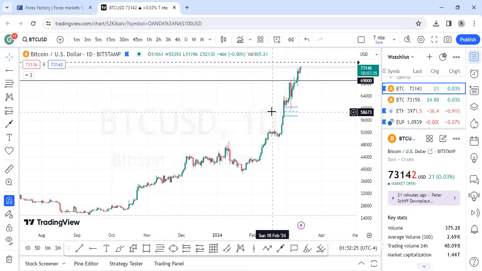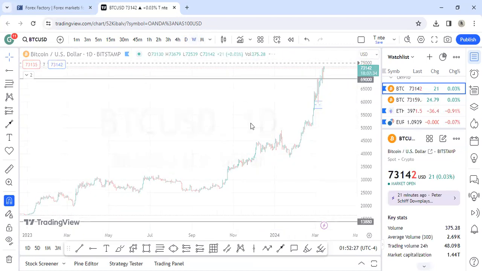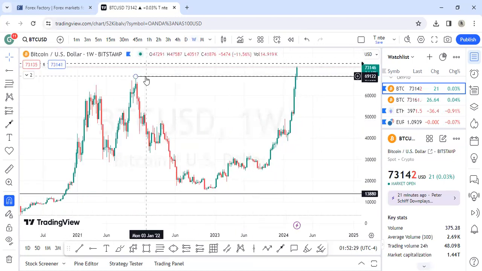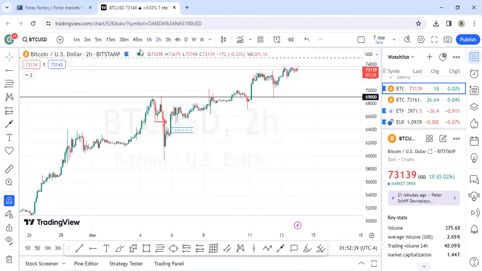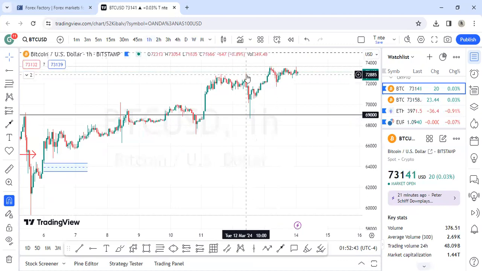I told you when Bitcoin was just above that weekly high, I warned you guys not to sell Bitcoin yet because price can still go higher, and that's what price has been doing. Price has still been going higher. So we have the 75k level, which is a bank level. For me now, I don't have any bias on Bitcoin apart from a bullish bias, and you can see the market is still very bullish.